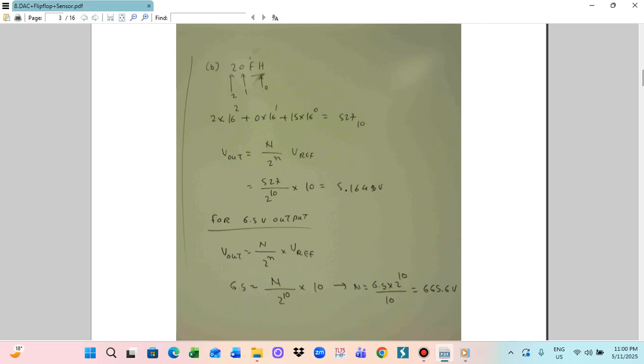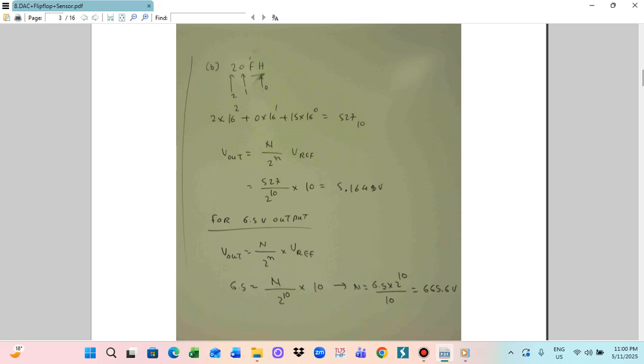So this one is a 20FH position. 20FH position means that this is a 0 position, X is a 0 position. So this is for the 20FH. This one is a 0 position, this is position 1, and this is position 2.